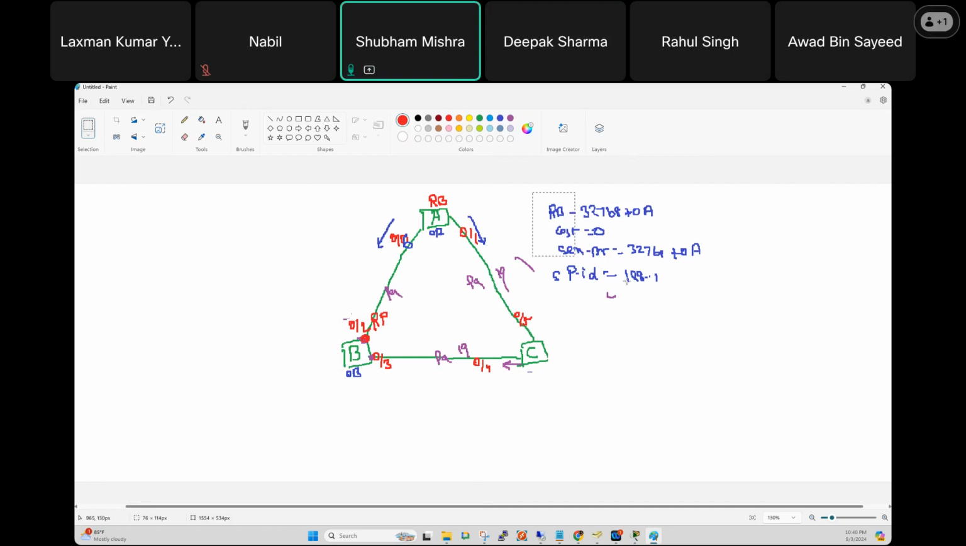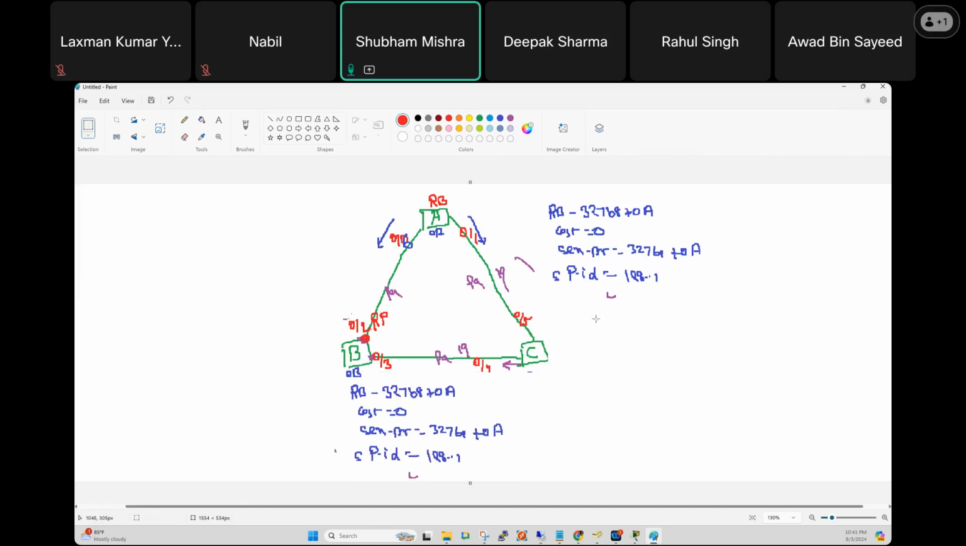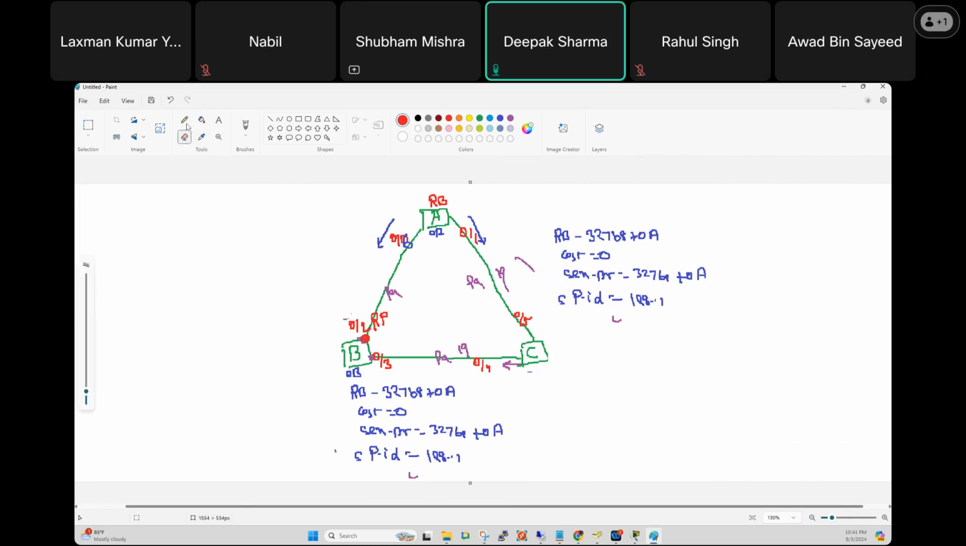So when you come on switch number C, it receives this BPDU on this interface as well as on this interface. Switch number C receives one BPDU on this interface and one BPDU on this interface. Now come on this interface. Cost is 19. Sender bridge ID will be 32768 plus 08. No problem. Port ID will be 128.1. Everything is fine.